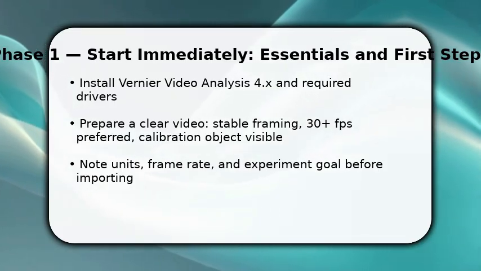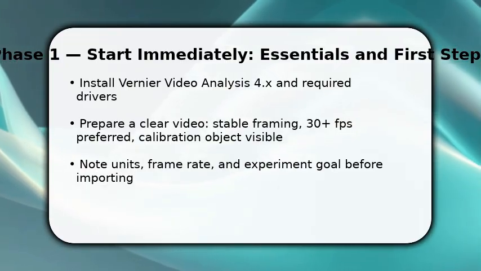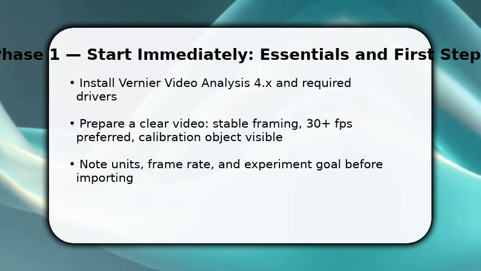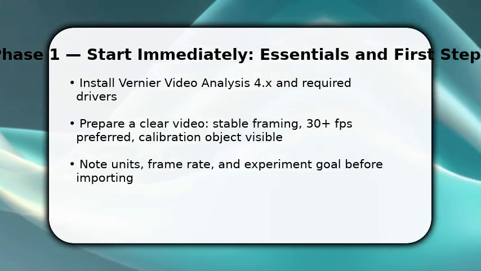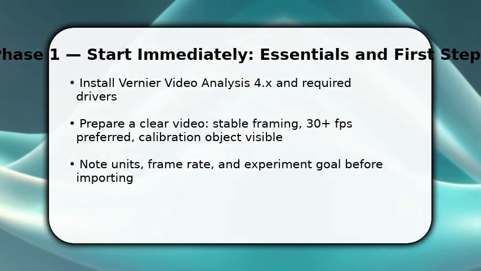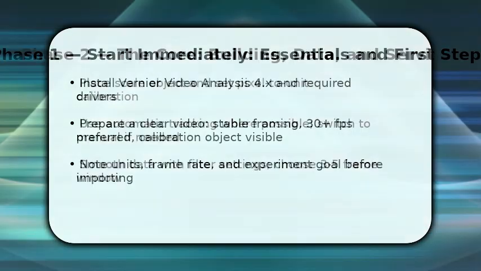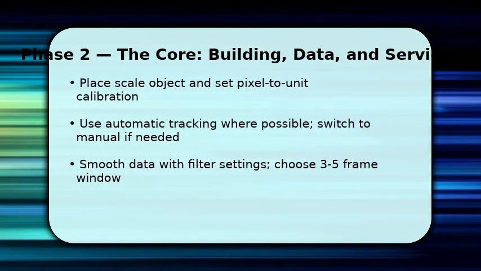Once done, set the video frame rate and select the measurement units so your results map to real scale. Make sure to save a project file now, because project saves preserve calibration, mark tracking, and settings. You'll use these baseline choices throughout the analysis workflow. Don't skip them. Now you perform calibration and tracking.